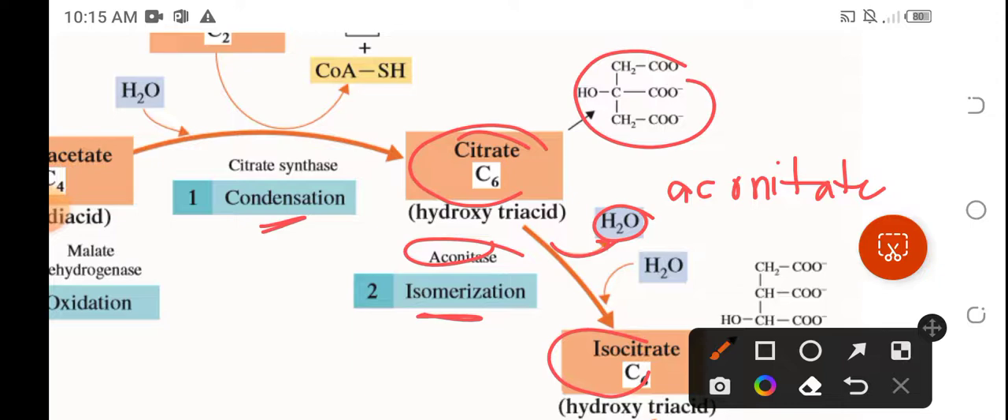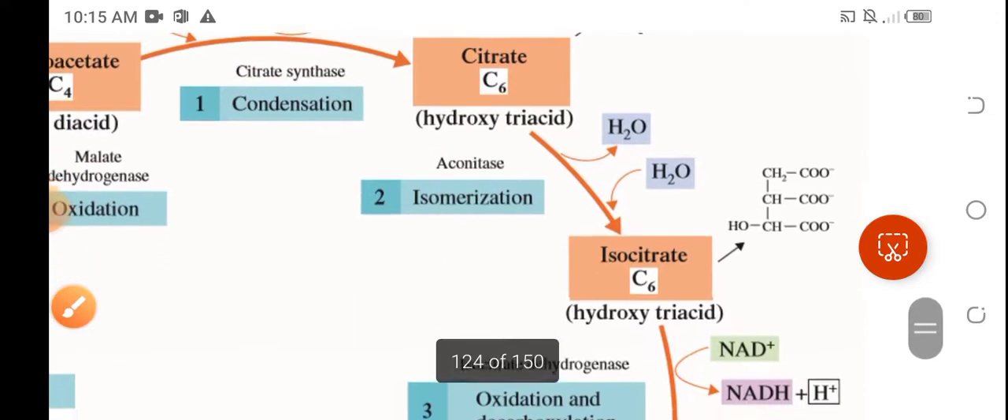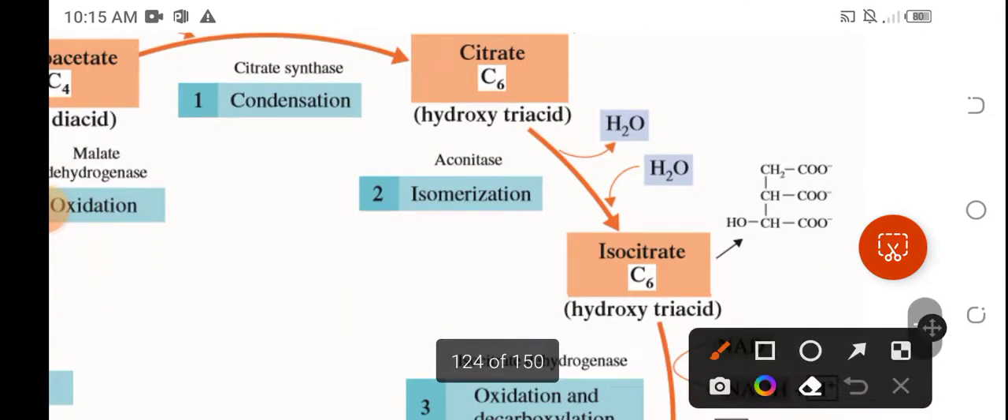And from aconitate, that would be the second reaction. So mag-a-add tayo ng water molecule so that aconitate will then become the isocitrate. Nevertheless, the citrate and the isocitrate are isomers. They are both hydroxy triacids. So, at parehas sila na, okay, palitin natin.